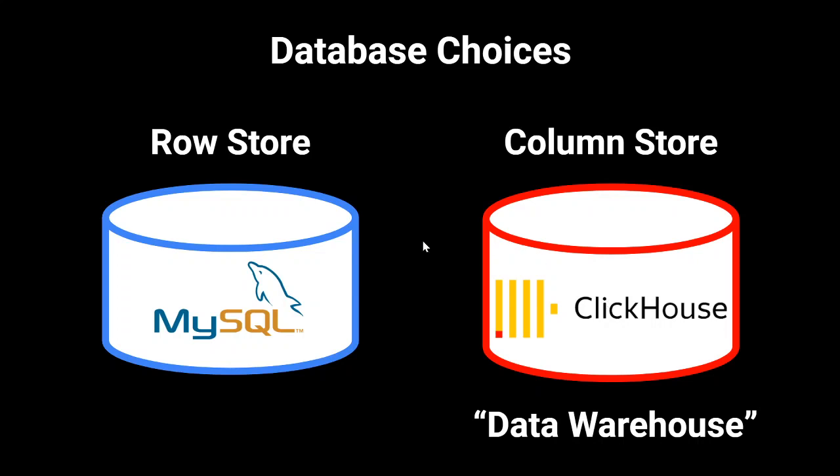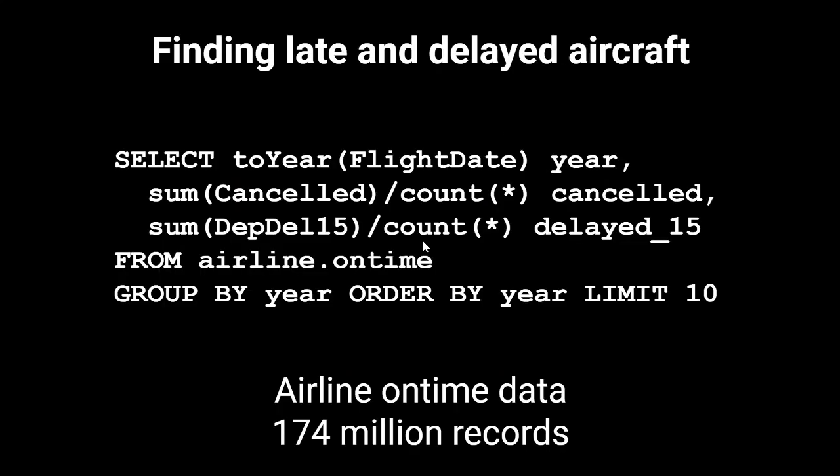Let's have a look at the effects of making a choice between a row store or a column store to answer specific questions. For example, one interesting question is to find late or delayed aircraft. So we have a relatively simple SQL query here, which is going to scan airline on-time data. That's a public data set published by the United States government. This particular example contains 170 million rows, one for each flight that is recorded. The query is interesting because even though it only requires 3 columns, it actually must scan the entire data set and look at values for those columns in every row in order to bring back an answer.